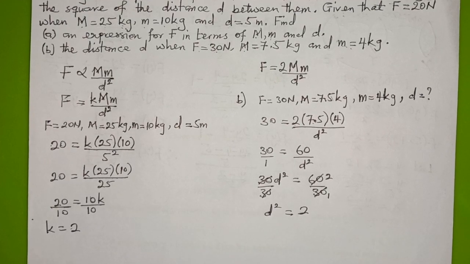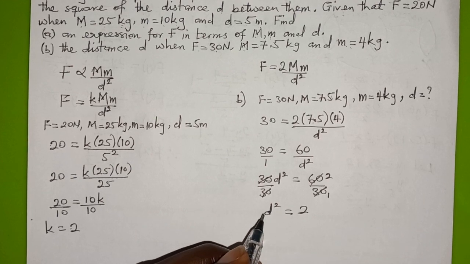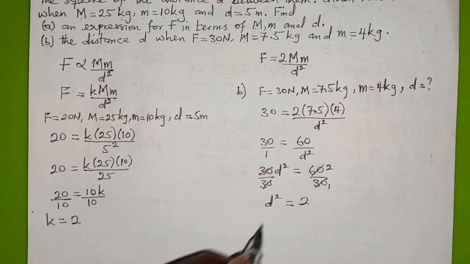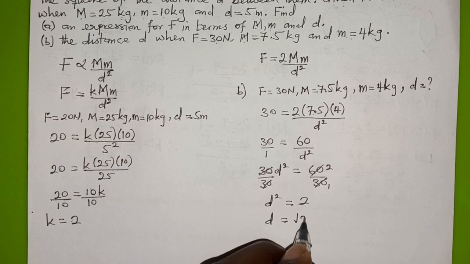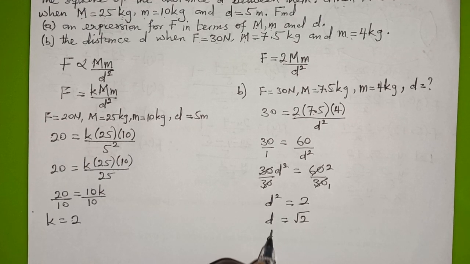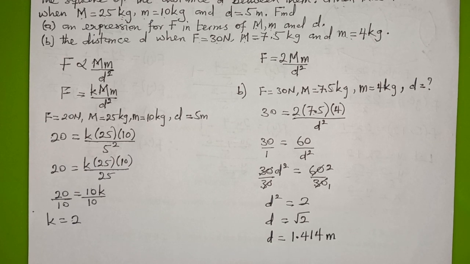We are interested in d, which is the distance, not distance squared. So we need to take a square root on both sides. When we do that, this will become d equals square root of 2. And finally, d would become 1.414 meters as our final answer. I hope this helps.